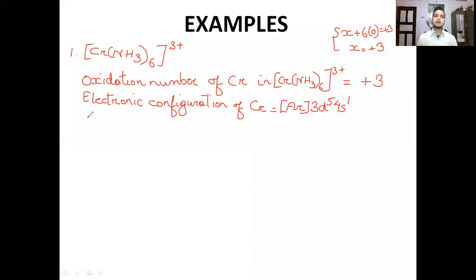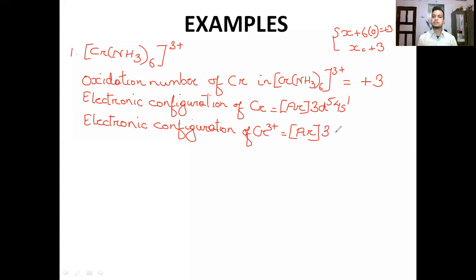Then, as we know that it is in +3 oxidation state, not as a chromium atom, the next thing we need to do is write the electronic configuration of Cr3+. So if I remove these 3 electrons, what I'll get is argon. Then 1 electron I'll remove from s and 2 electrons from d. Total removal of 3 electrons. So it will be 3d3. Once we are done with this, the simple thing is just to now draw the configuration.